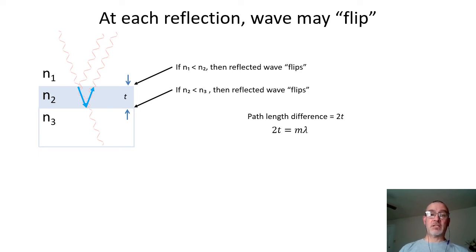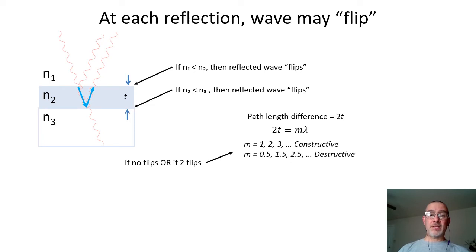So if we go back to what we had before with the path length difference, twice the thickness equal some m times lambda, well, we still have m equals 1, 2, 3. It would be constructive, but that's only if it doesn't flip at all or if it flips twice. So that would be n2 greater than n1 and n3 greater than n2 to have no flips, or n1 is less than n2 and I get one flip, n2 is less than n3 and I get two flips. So this would work if it's no flips or two flips.